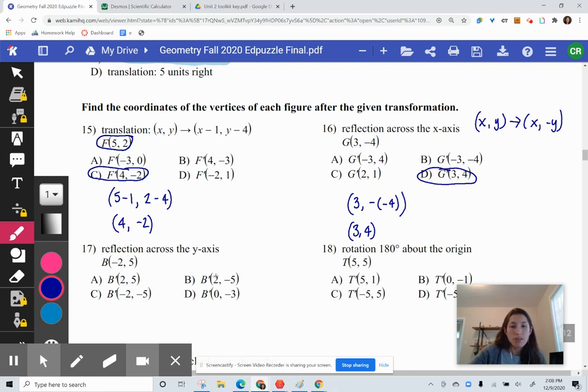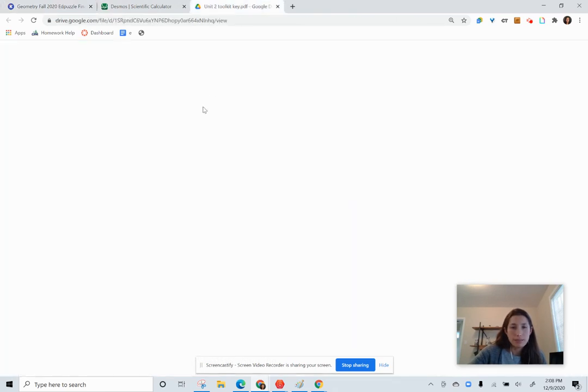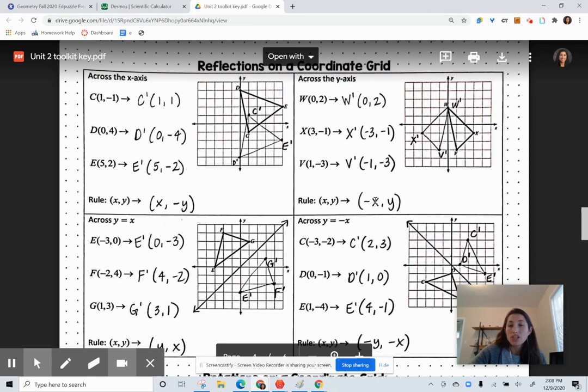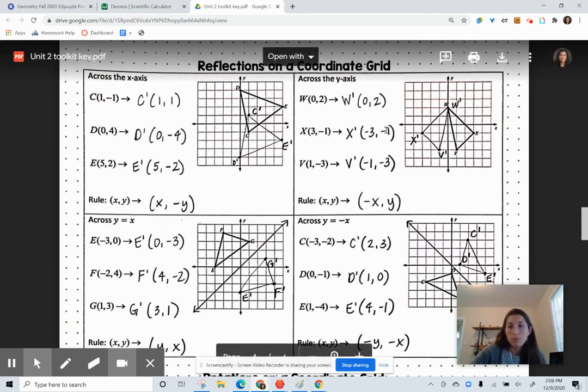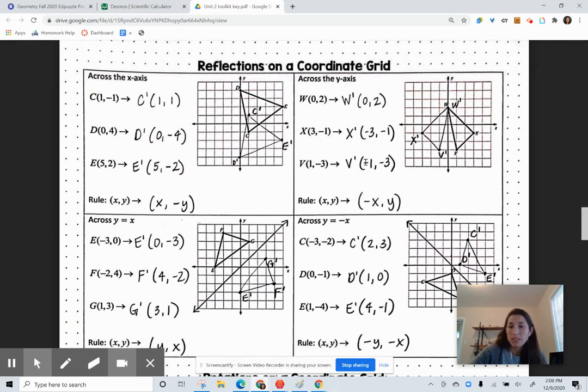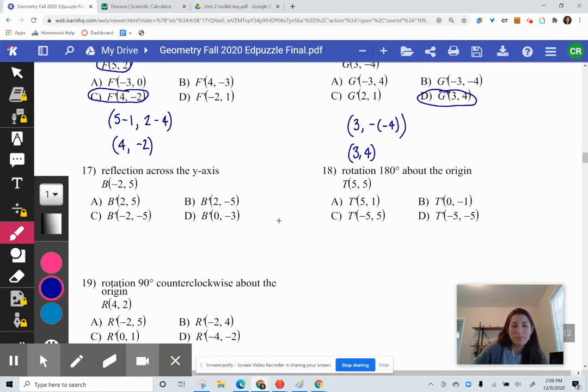Our reflection on the y-axis. Let's remind ourselves what our rule is for that. Our x coordinate becomes negative. So if you notice here, 0 stayed the same, but 3 became negative and 1 became negative. So our x coordinate changes, our y stays the same. So our rule, so our x is changing sign, so this will change from a negative to a positive, and our 5 will stay the same. So we're going to end up with a 2, +5.